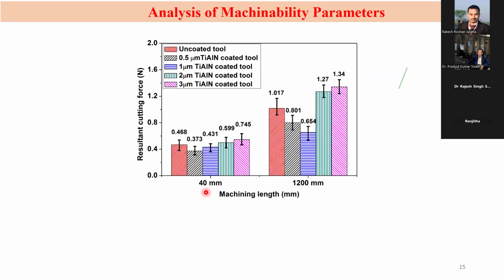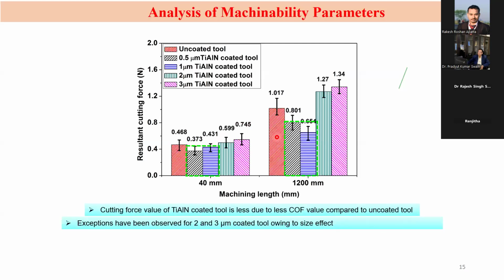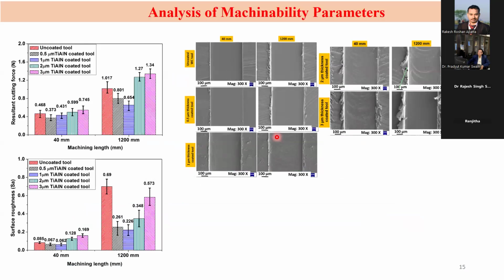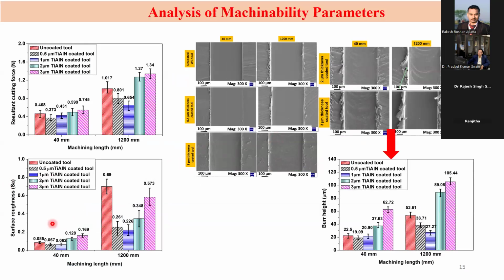So in this image, you can see here for the 0.5 and 1 micron coating thickness, the coated tool outperformed the uncoated tool. And for the 2 micron and 3 micron TiLN coated tool, it could not exhibit better performance as compared to the uncoated tool. So this is due to the size effect. So after this cutting force coefficient analysis, we again did the analysis of the surface roughness.